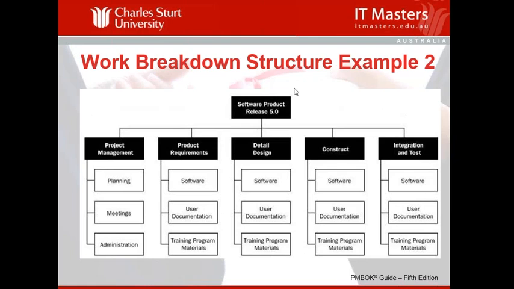Another example is a software product, and we look at project management again. What are the product requirements? Detailed design, construct, integrate, and test. This level here of the work breakdown structure is up to you to decide which is the appropriate way to depict this particular work breakdown structure.